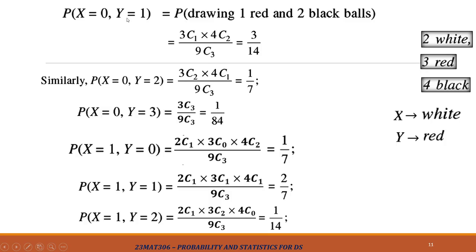For P of X equal to 0 and Y equal to 1, we have to take 1 red ball and 0 white balls. So that probability is given. Similarly, we have to proceed for X equal to 0, 1, 2 and Y equal to 0, 1, 2, 3 values.